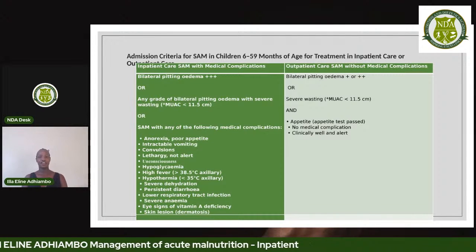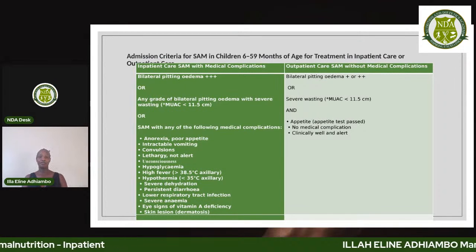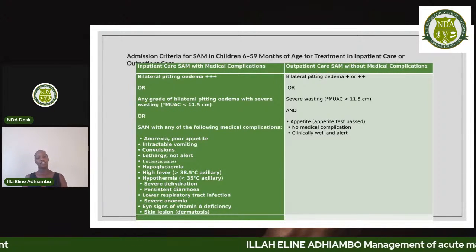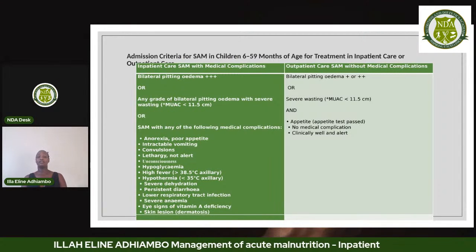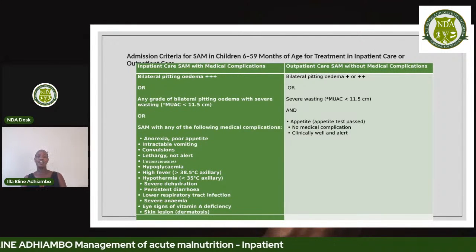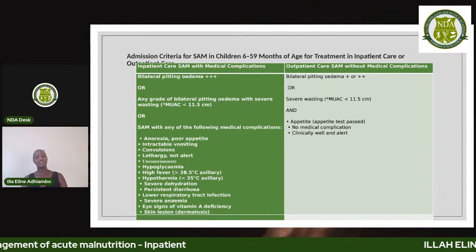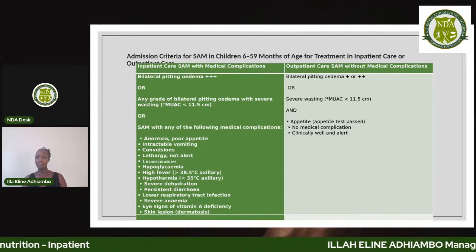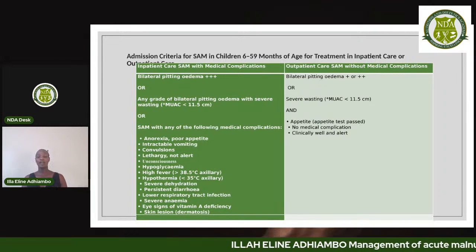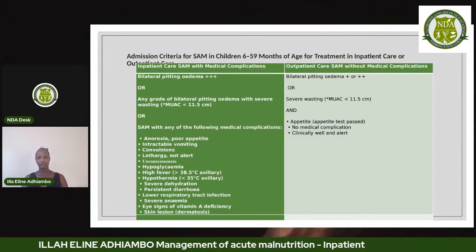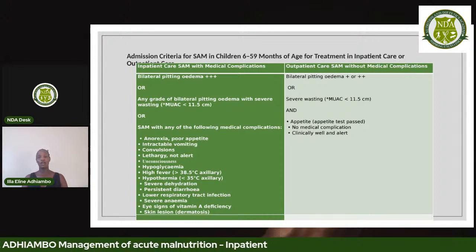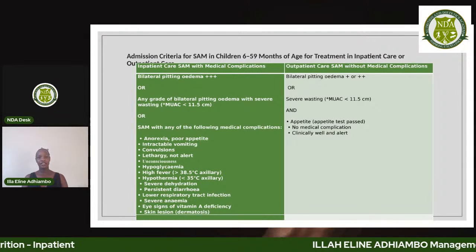So what is the admission criteria for the children between the age of 6 to 59 months for treatment in inpatient care? First of all, you look at a child who's presenting with bilateral pitting edema, stage 3, or any grade of bilateral pitting edema but has a MUAC of less than 11.5. You can find that a child who has generalized edema, if you take the MUAC at that point, you're not going to get the correct value. So you have to do a good physical examination so that you really get to identify this.